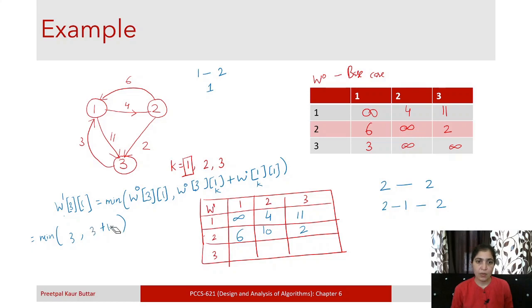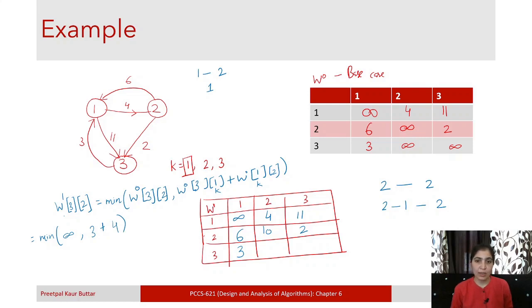3, 1 is infinity. So 3 will be placed in this cell. Next is 3, 2. So 3, 2 and W naught 3, 1, 1, 2. Okay, so 3, 2 is infinity, 3, 1 is 3, and 1, 2 is 4.